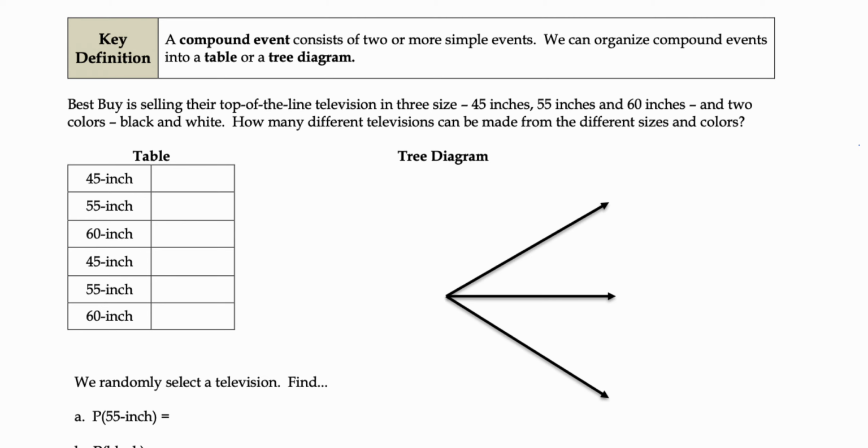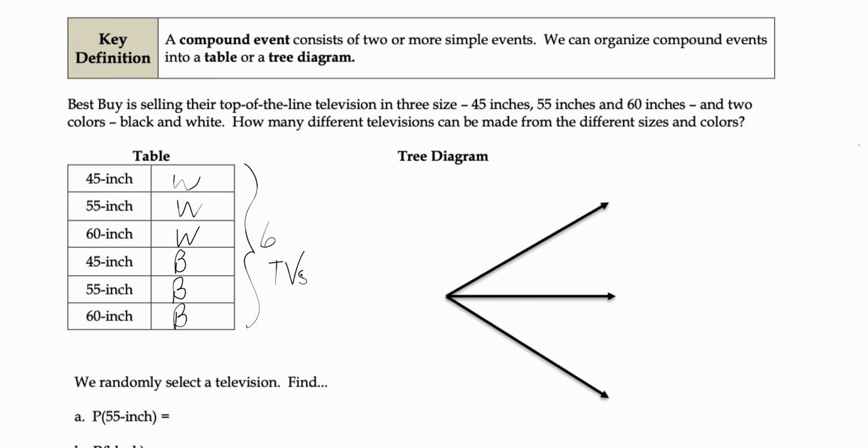A table allows you to efficiently and in an organized fashion list everything that could possibly be an outcome of this compound event. So we could have a 45-inch TV that is white, a 55-inch TV that is white, or a 60-inch TV that is white, and then of course the black version of each television. We can see from the construction of the table pretty easily that we have 6 possible televisions available to us after listing them out in all of the combinations.